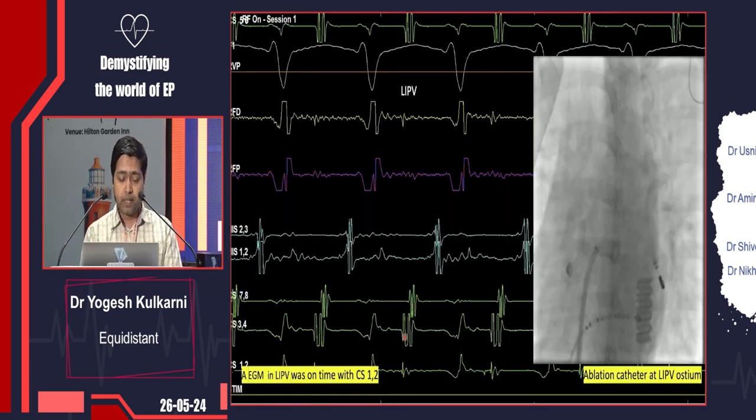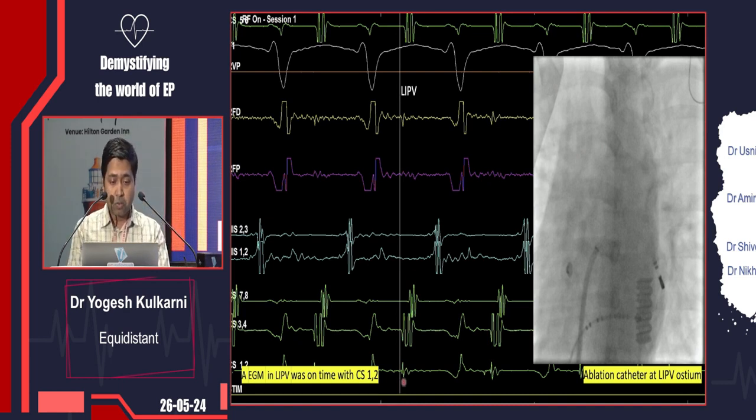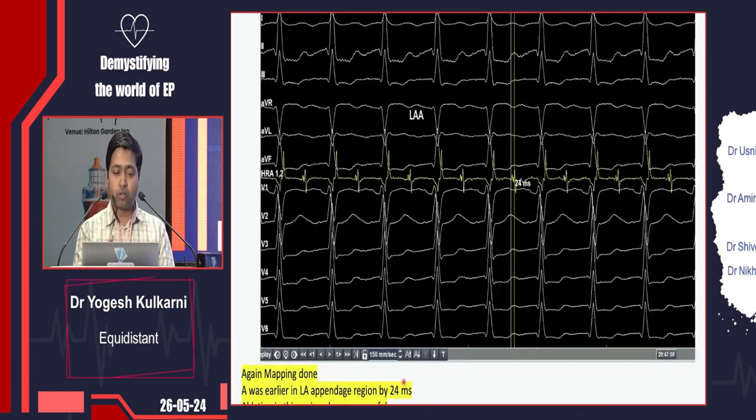Then we started mapping. Initially, we started mapping in the LIPV region, which we thought is the most probable site. And in the LIPV region, the LIPV signal was almost on time with the CS12 signal. So then again, we started mapping in that region. We came to the left atrial appendage region. Here also, we got a slightly earlier signal, 24 millisecond ahead of the P wave. As we are getting a slightly earlier signal than CS12, we gave an ablation lesion here, but tachycardia didn't terminate, it continued. So we again mapped in the similar region, but the EGM was not that early, around 24 millisecond earlier.